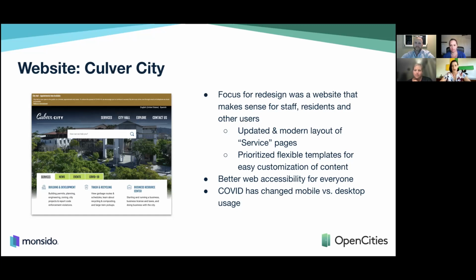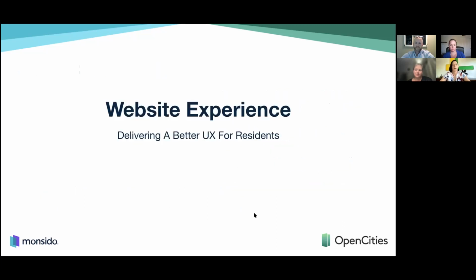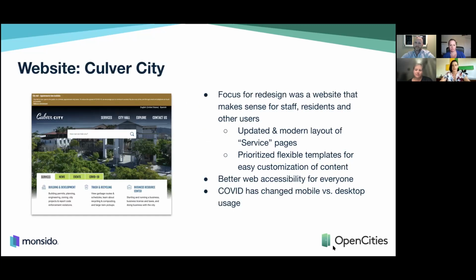Of course, it is still a work in progress. We're working on it. But I think for most people, it's understanding what the process is to complete the tasks at hand. And that's where OpenCities with their service pages was really helpful to us in doing that.